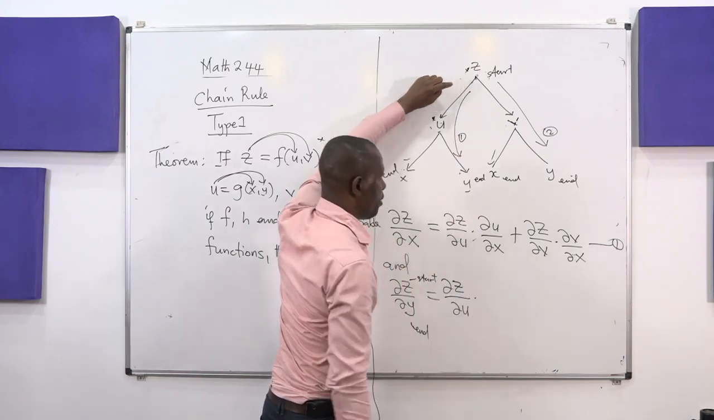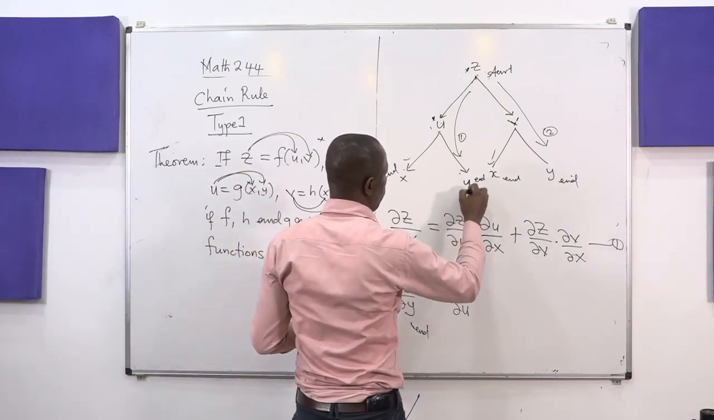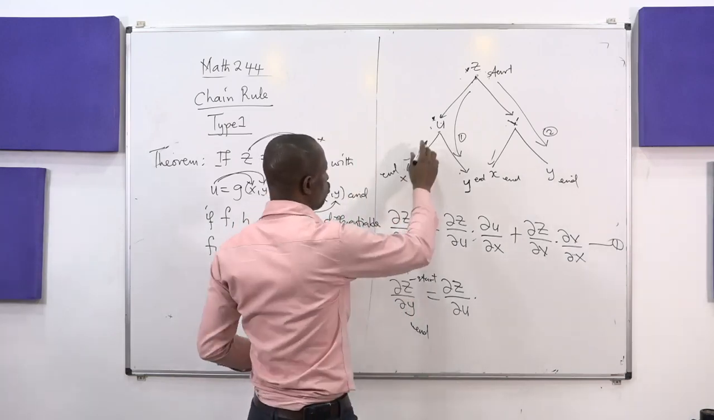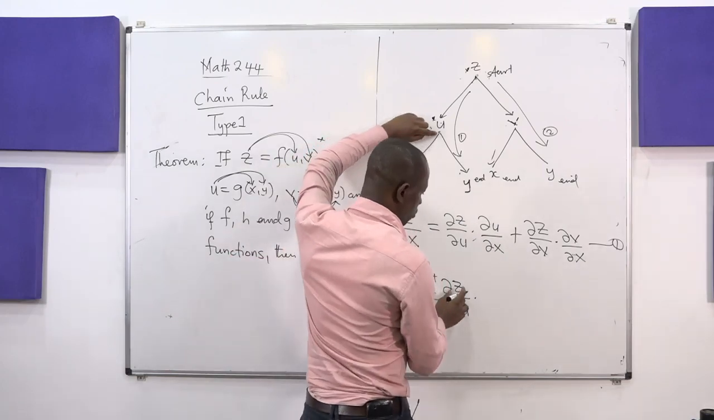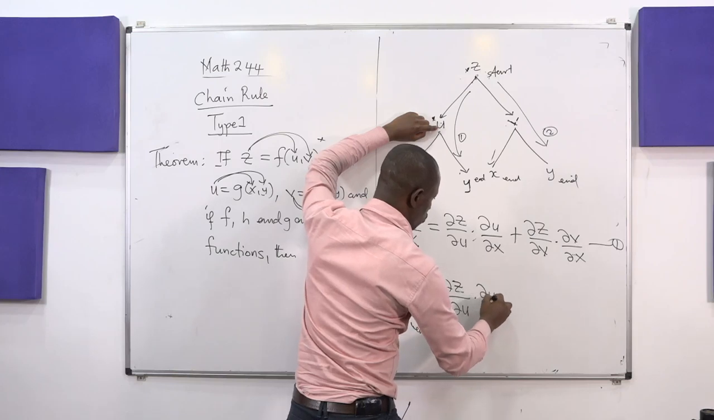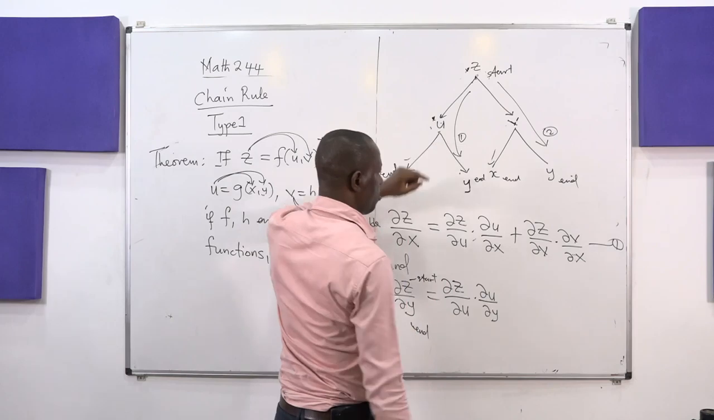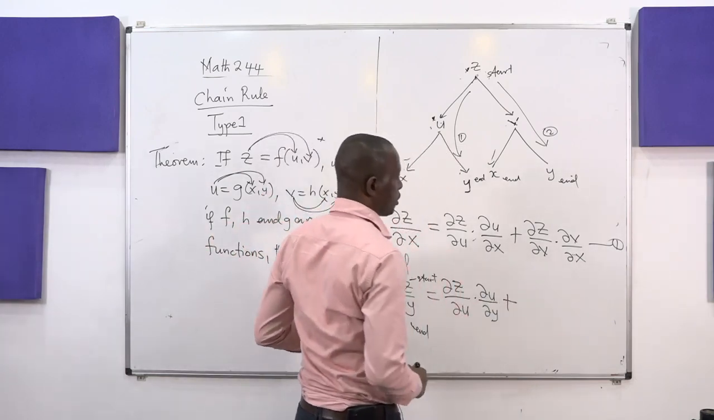U times. Is that okay? Then from the u, we have to go to y. But u also depends on what? 2. So it's a partial. So this means we have moved from z to u. So we are here. So partial u with respect to y. All means plus.